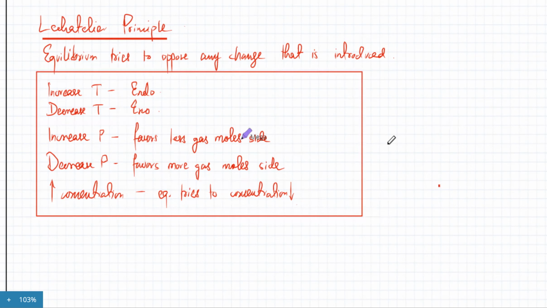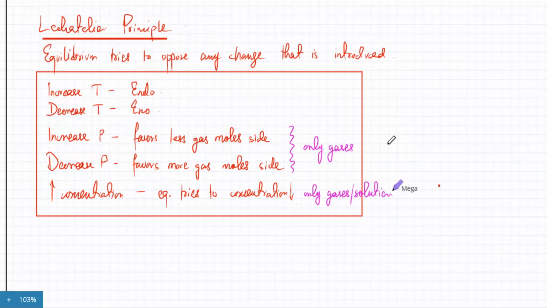For this one, I told you that this particular rule only applies for gases because only they are compressible. Pressure will have absolutely no effect on a solid or a liquid. You increase pressure, you decrease pressure, for a solid, nothing happens. And similarly for concentration, the term concentration only applies to gases or to things that are part of a solution, dissolved in a particular solvent. So that's your entire summary.